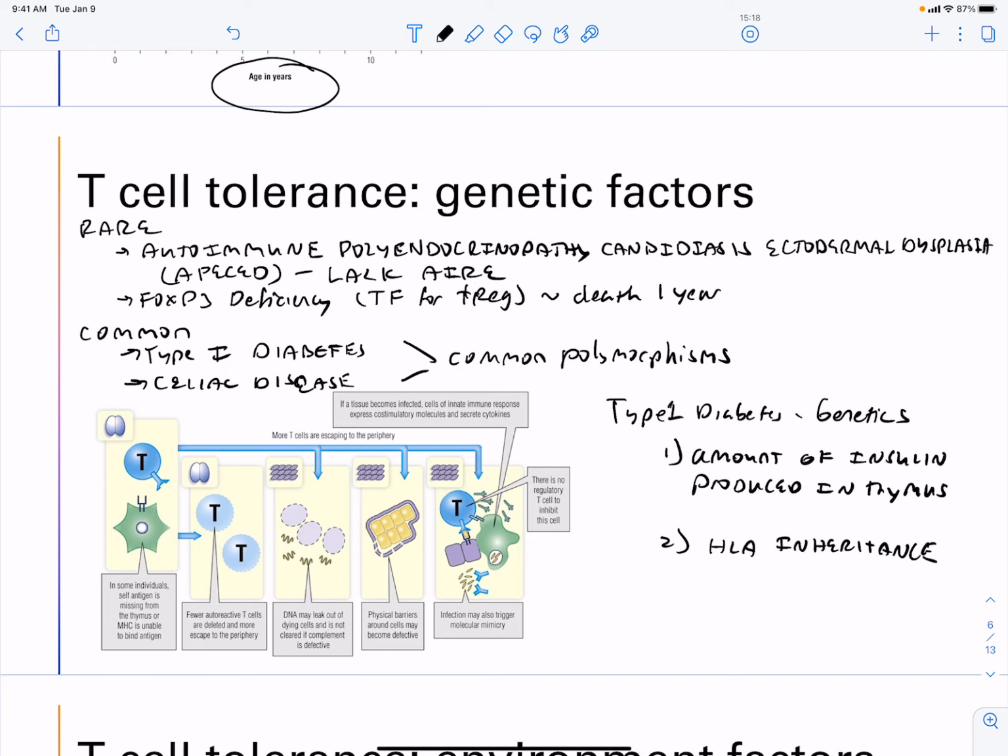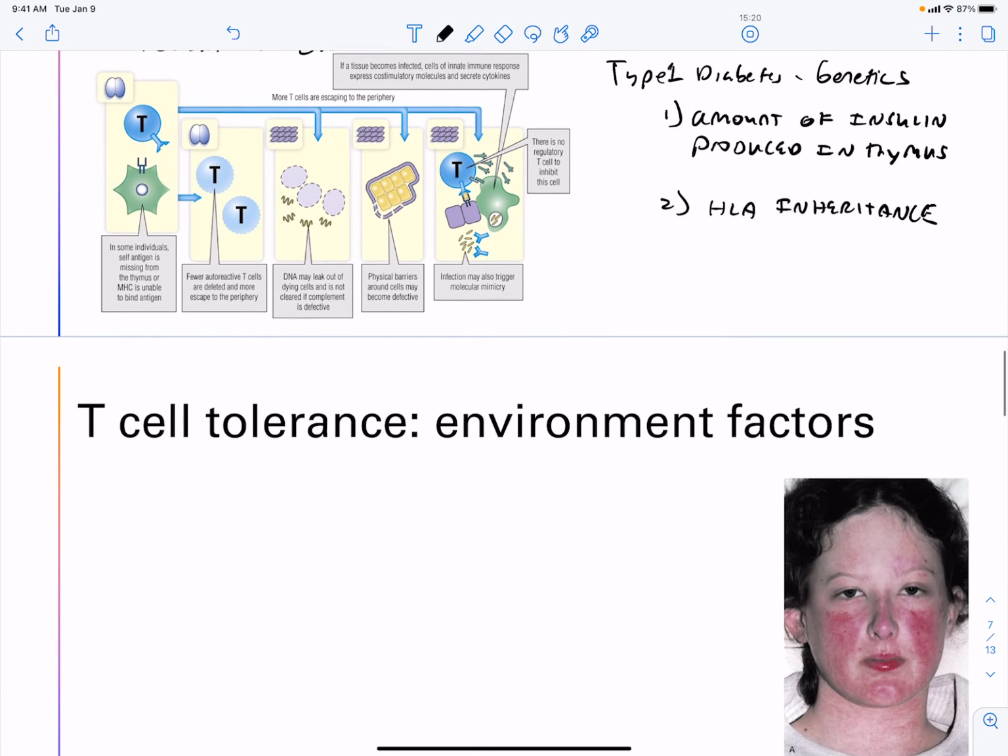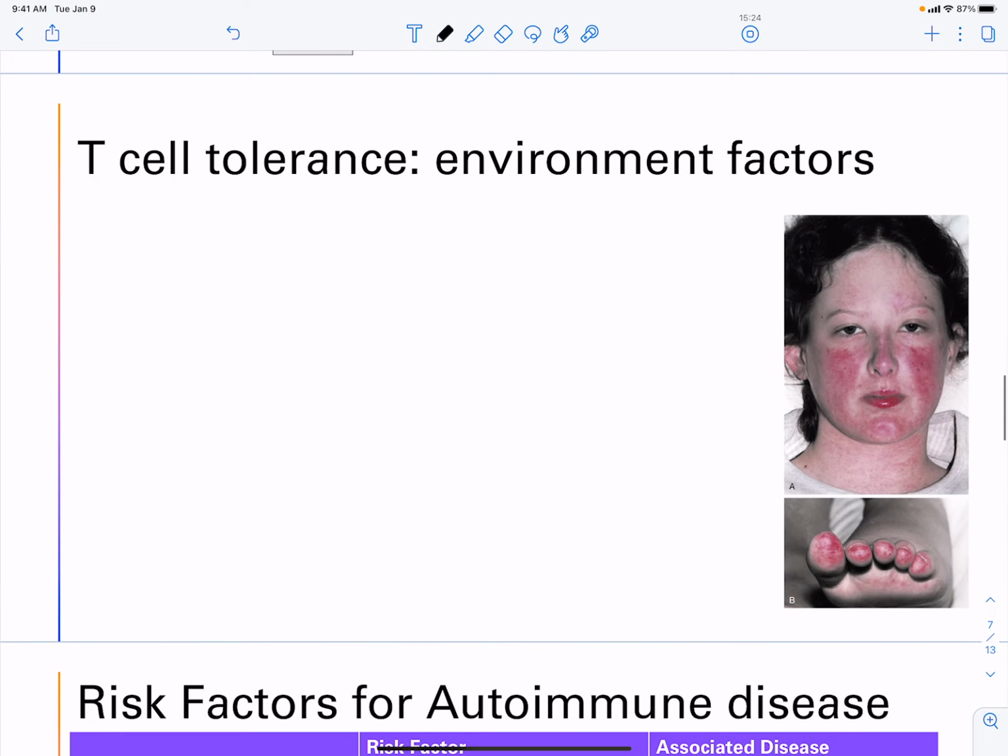Okay, so environmental factors can also have a role, not just genetics. This can be by exposure to something in the environment, and it can be by UV radiation, infections. So for UV, we're showing here a lupus patient, and they have the butterfly rash on their cheeks as well as their toes. They have some redness of their toes.